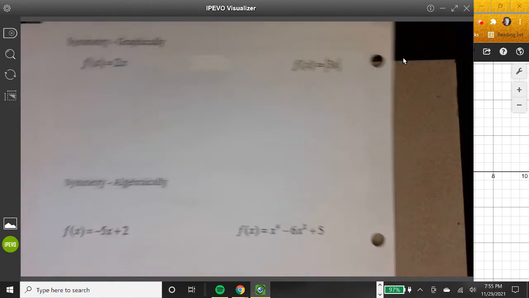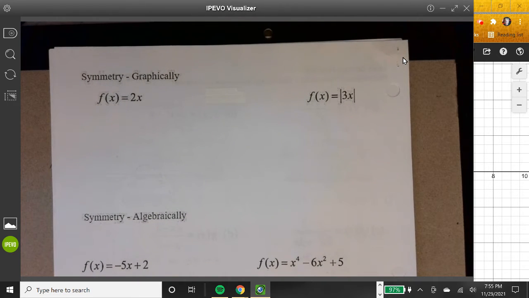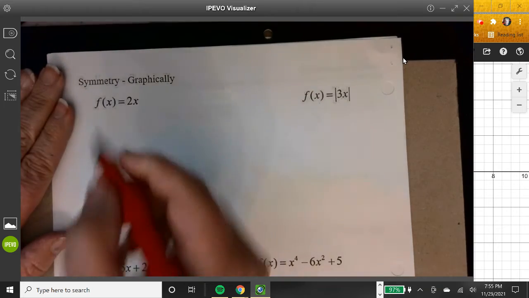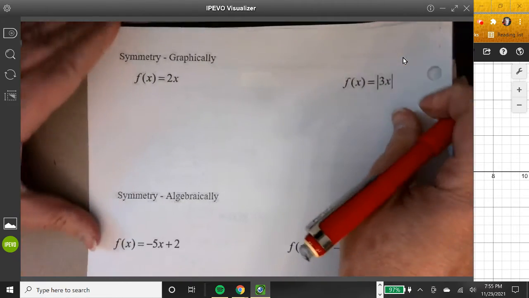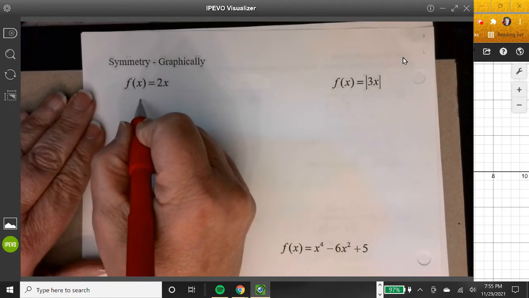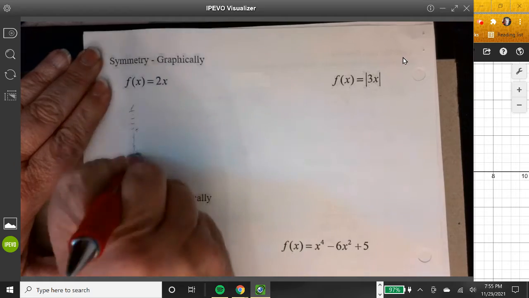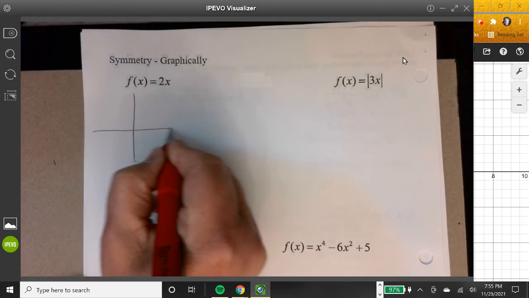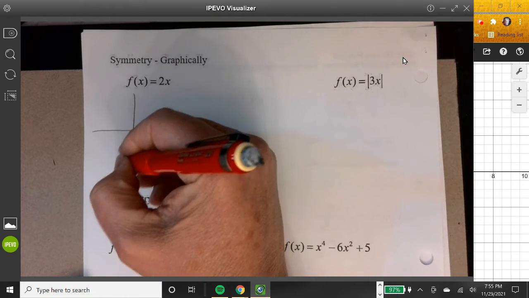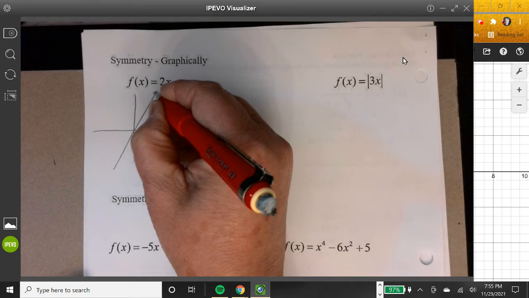All right, now let's talk about symmetry. We're going to look at it graphically here. So we're going to look at f of x, which is equal to 2x in my first example. If I were to graph that, of course my line isn't perfectly straight. It has a slope of 2, so it's going to be pretty steep.